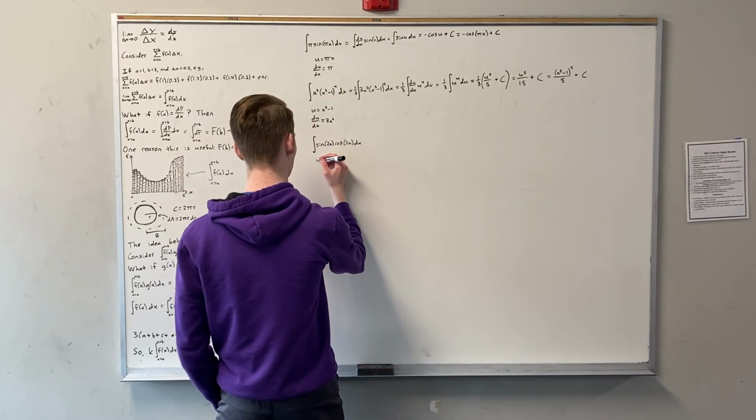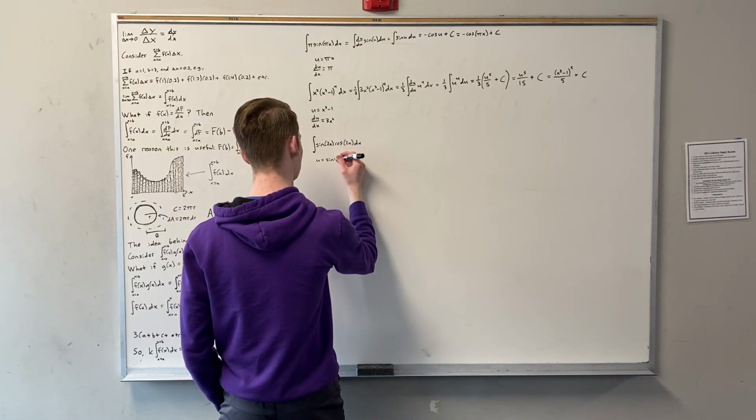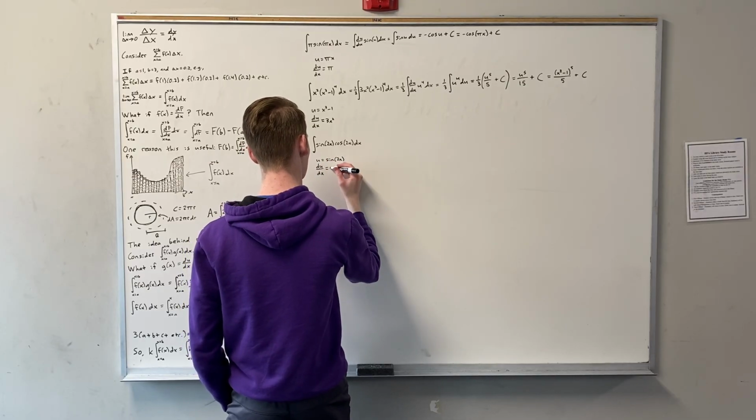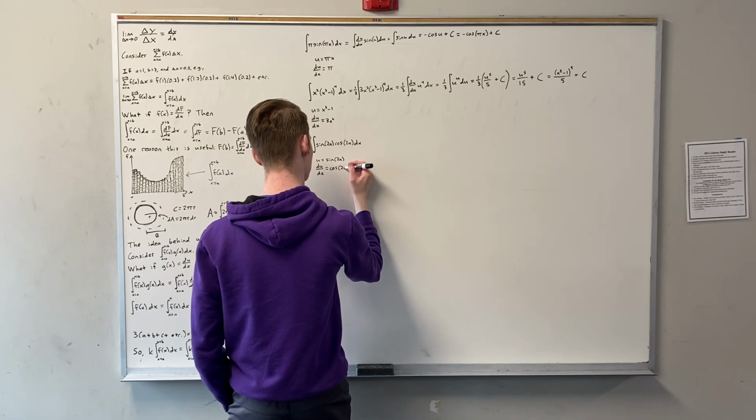So u equals sine of 2x. So then my du dx equals cosine of 2x, and then I gotta chain rule it, so that's times 2.